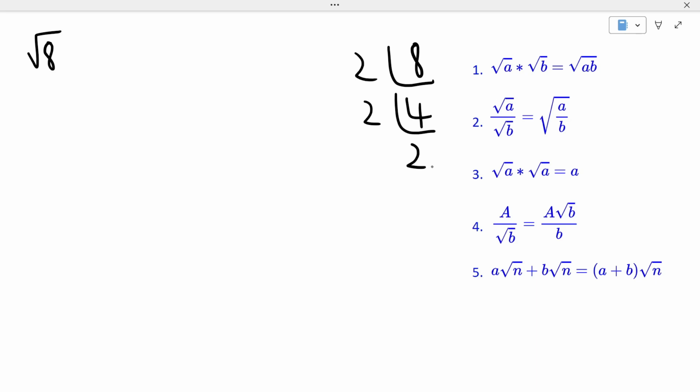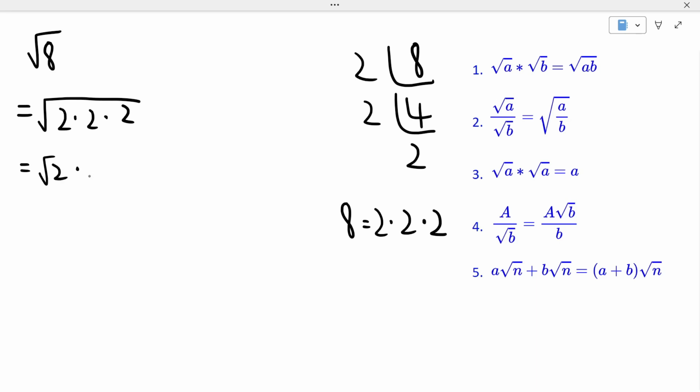The prime factors are the numbers we see on the left-hand side and at the bottom. So we can see that the prime factorization of 8 is 2 times 2 times 2. So we can rewrite the square root of 8 as the square root of 2 times 2 times 2. And using the multiplication property of square roots, this becomes square root of 2 times square root of 2 times square root of 2. We can rewrite this as parentheses square root of 2 times square root of 2, all multiplied by the square root of 2.